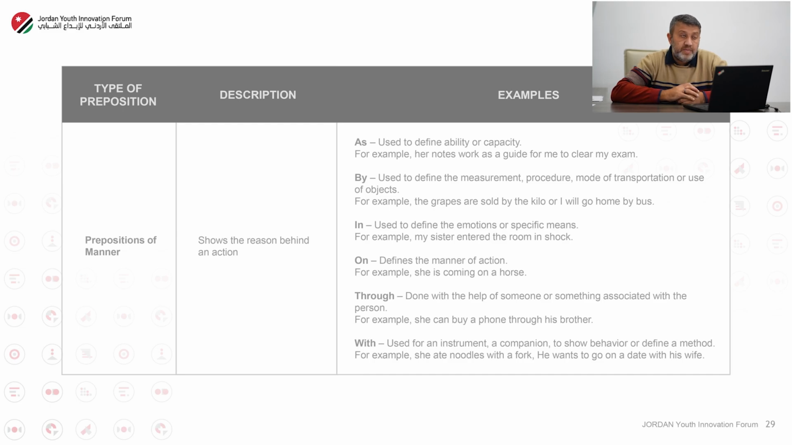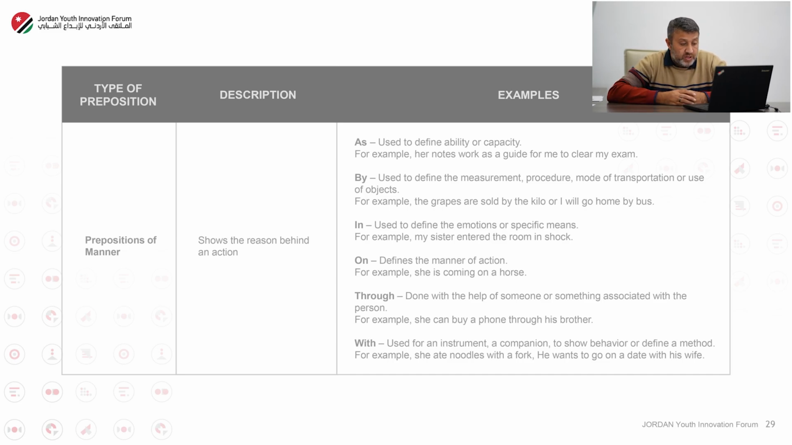For example, I say, because of his work as a colleague in our office, we could finish this project. The same with by, it's used to define a measurement or a procedure. It adds more specific information. For example, I want to buy this by kilo, or I want this done by tomorrow.